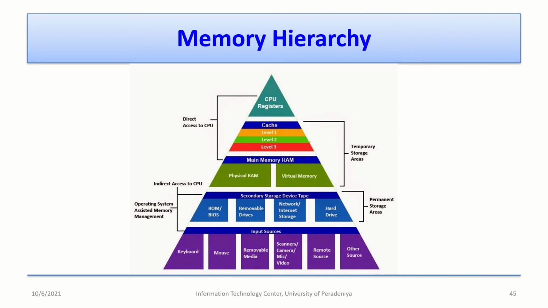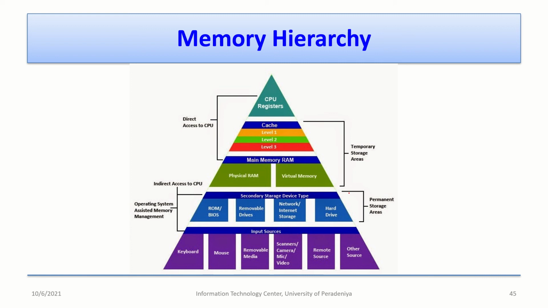And then the cache memory, RAM, and then we have virtual memory and the physical RAM. These are temporary storage areas, working as executing memory storages. Once power is off, all the data in this area will be erased or lost, all right?